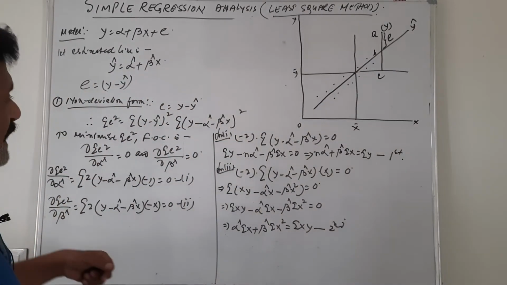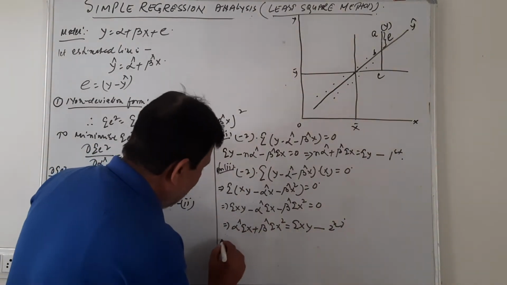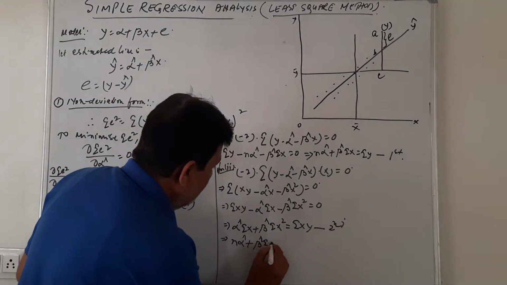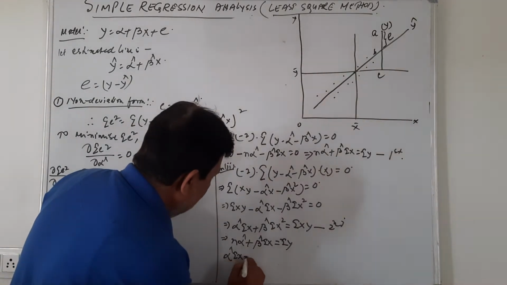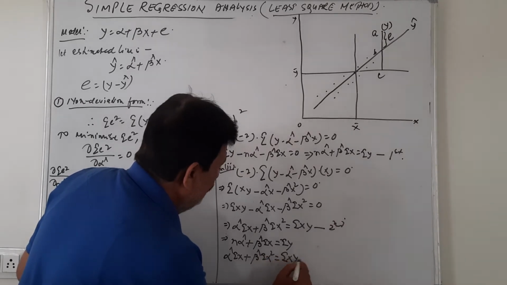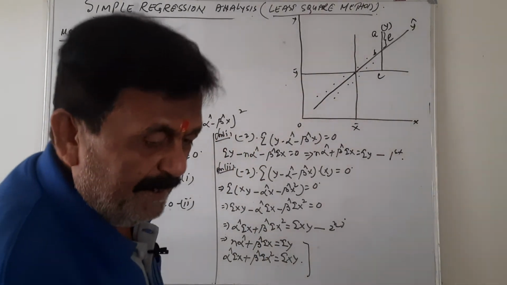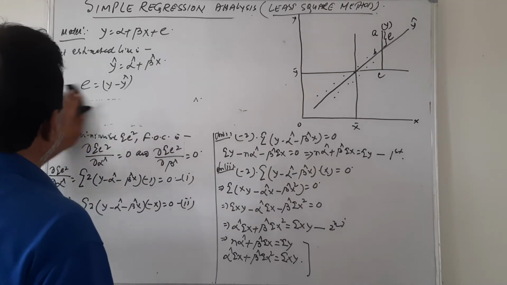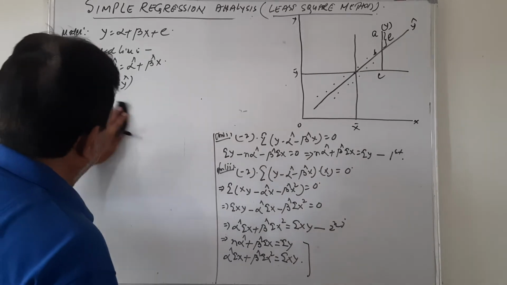So in the non-deviation form, we get these two normal equations: n alpha cap plus beta cap summation x is summation y, and alpha cap summation x plus beta cap summation x square is summation xy. If these two normal equations are solved, we shall get the values of alpha cap and beta cap separately.